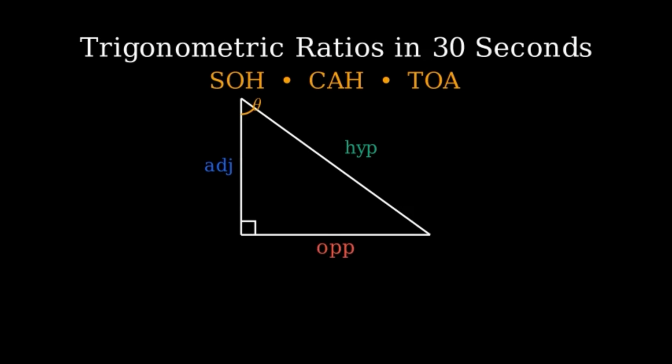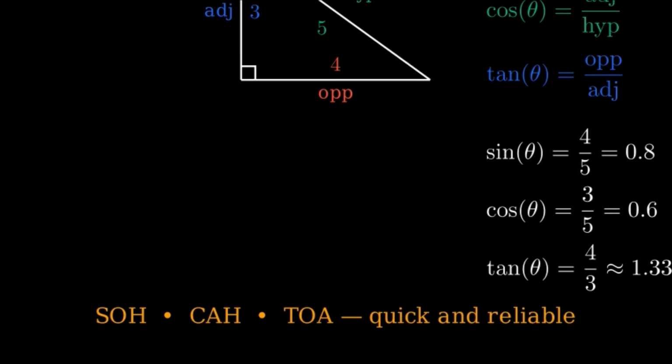That's it. Pick theta, label opposite, adjacent, and hypotenuse, then apply CAH TOA.